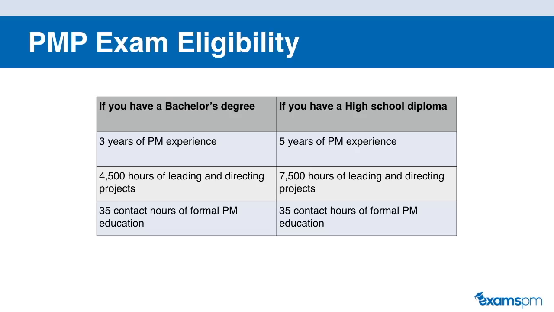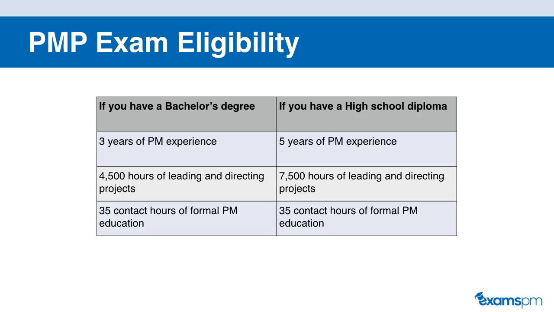So in order to get your PMP credentials, you can meet it through either option 1 or option 2. Option 1 is if you have a bachelor's degree. In this case, you will need 3 years of project management experience, not just any kind of general experience. So if you're working as a waitress or if you're volunteering at a church, that kind of experience would not count towards your PMP. It has to be professional project management experience.